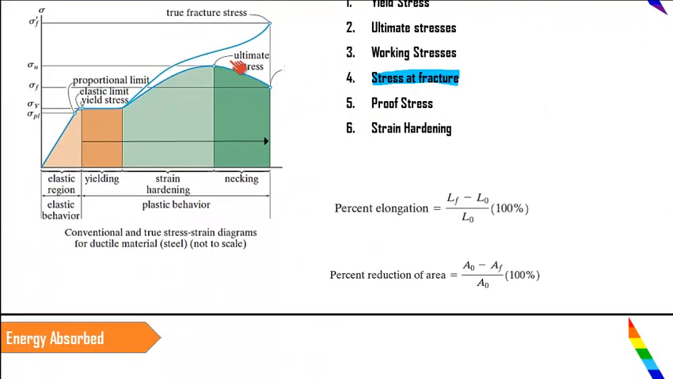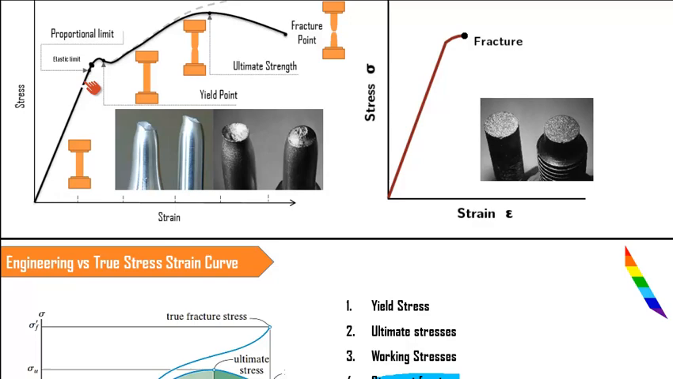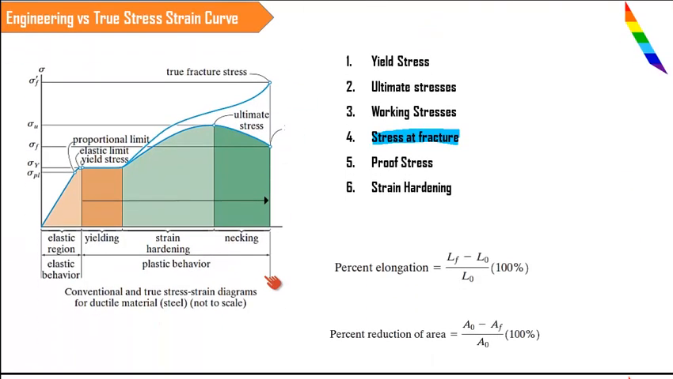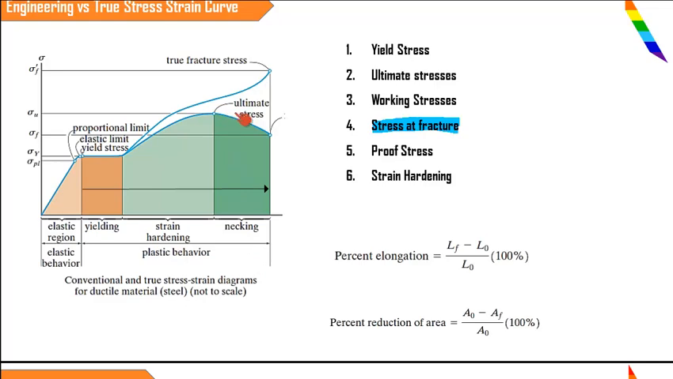deformations within the material, and that phenomenon is called strain hardening. Up to the ultimate point, from the yield point, you will be observing the phenomenon called strain hardening, and after the ultimate stress, another phenomenon, necking, takes place. This is how this curve should be read.